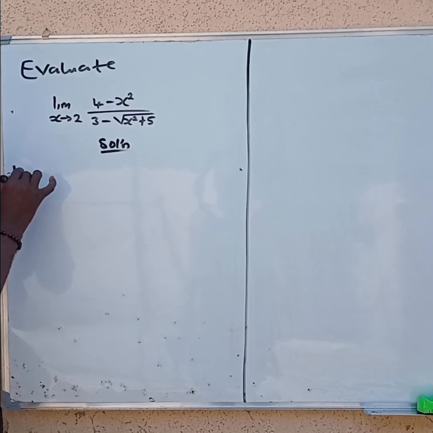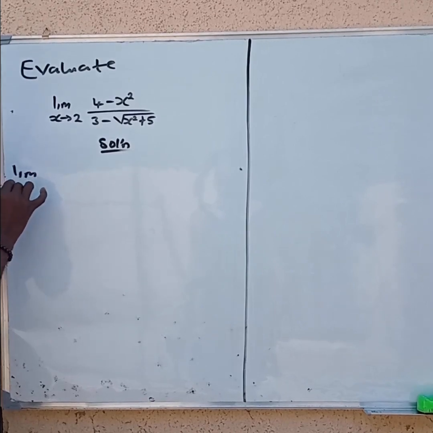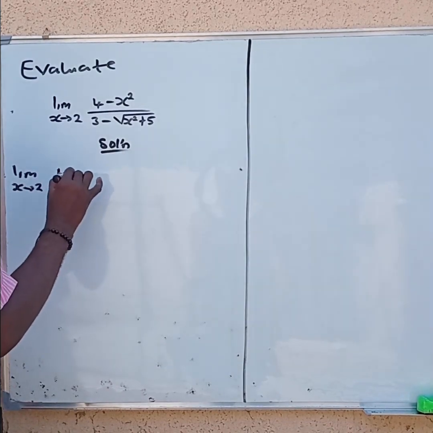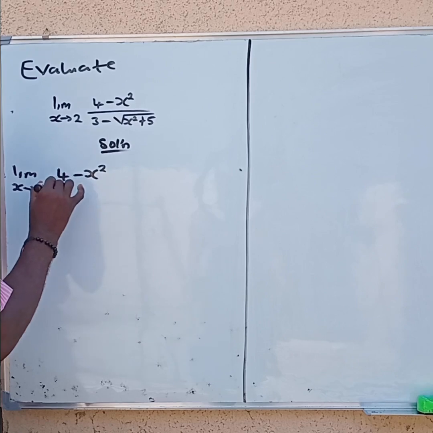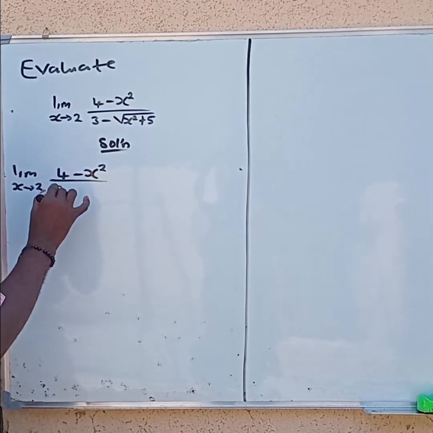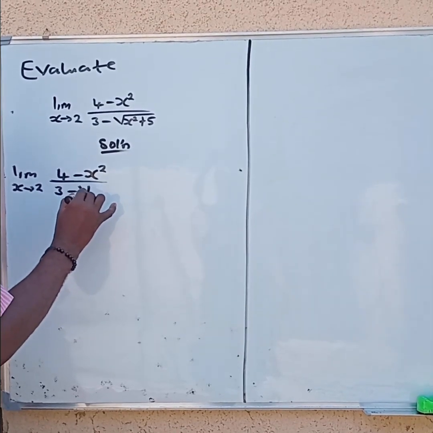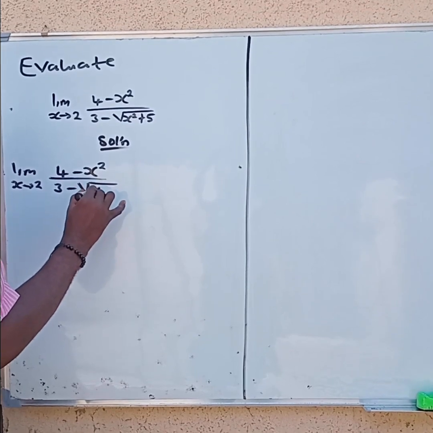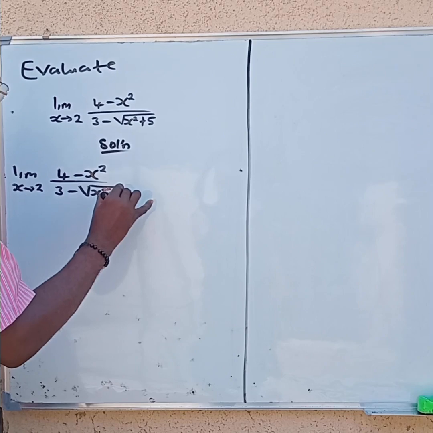Now, what you have here, the first thing to do is to write solution. Now, we say limit as x tends to 2 of 4 minus x squared over 3 minus root x squared plus 5.